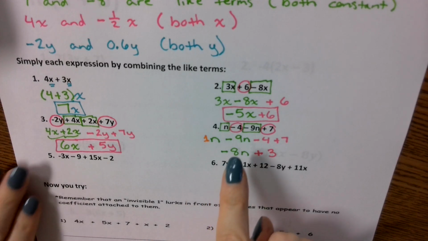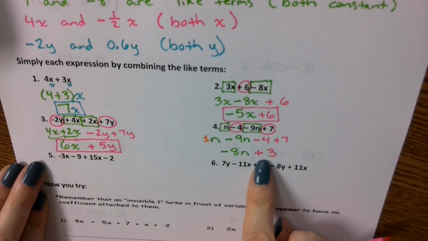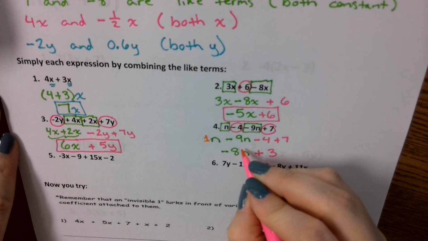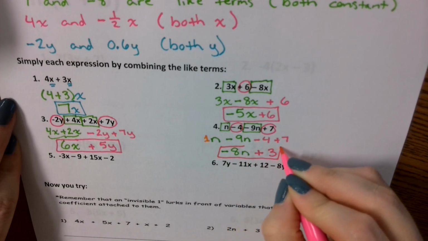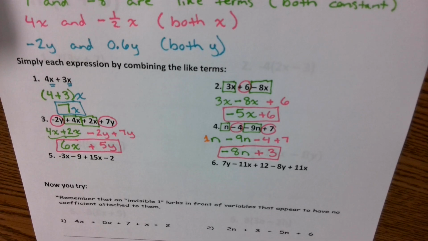Because again, I'm writing this as an expression. If I don't put that plus sign, I just write 3, it's going to look awful. You've got to have that plus sign in between because it's a term, separating your terms out. Go ahead and do 5 and 6 on your own.